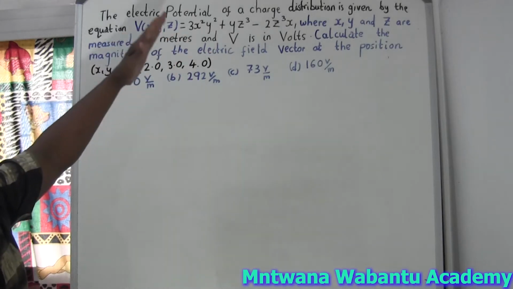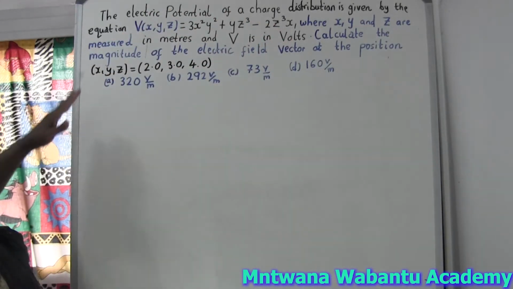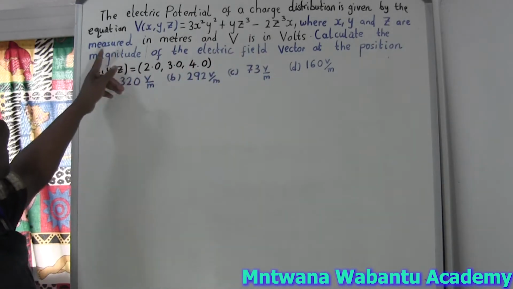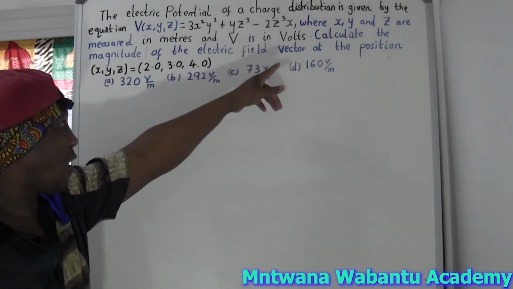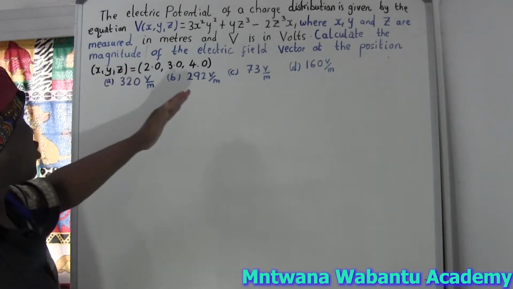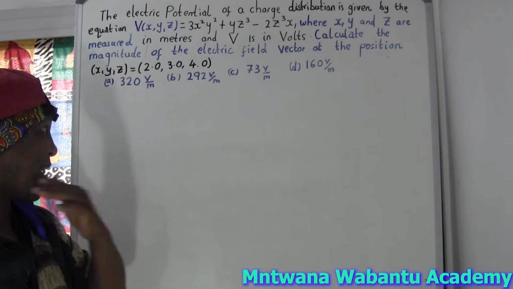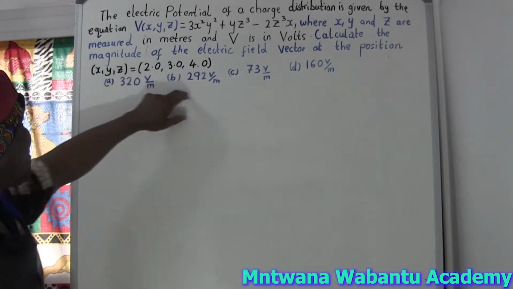The electric potential of a charge distribution is given by the equation, where x, y, and z are measured in meters and V is in volts. Calculate the magnitude of the electric field vector at the given position. We're given the options A, B, C, D.